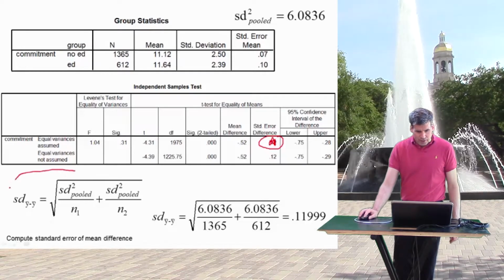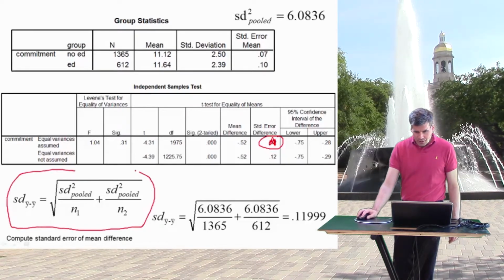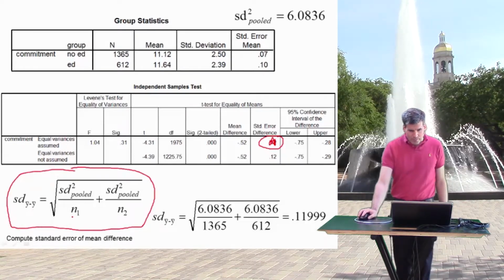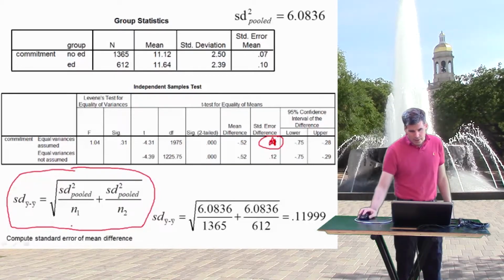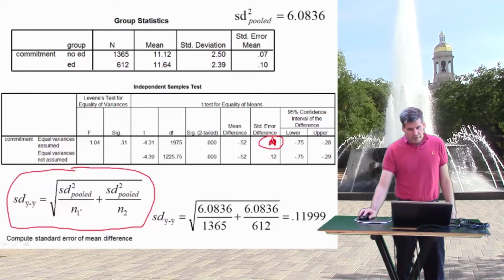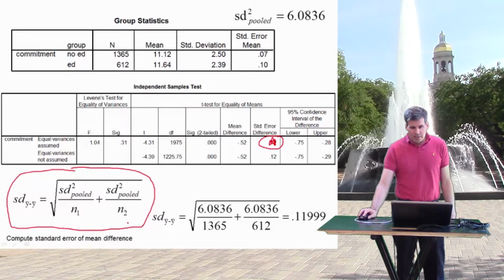Here's our formula for the standard error of a difference. And we need to take the square root of pooled variance divided by n minus 1 plus pooled variance divided by n minus 2.